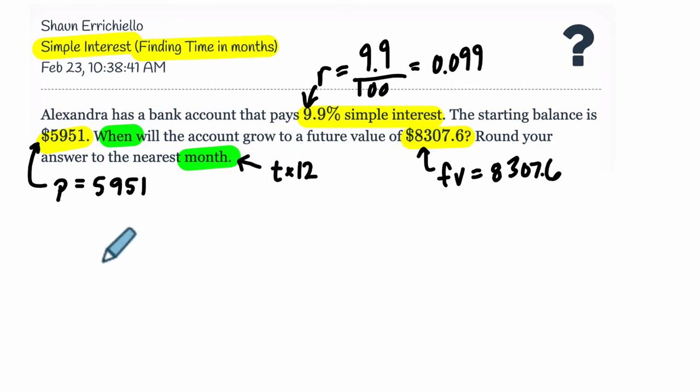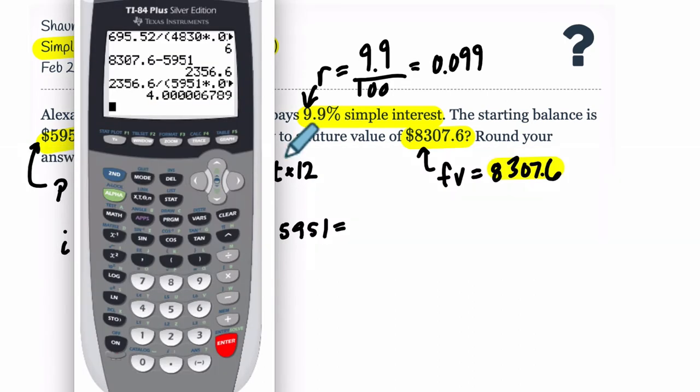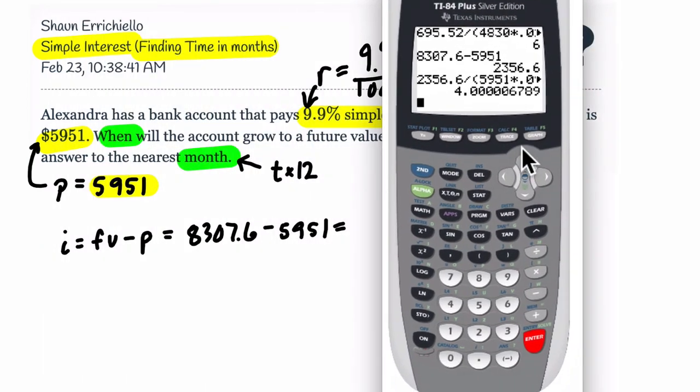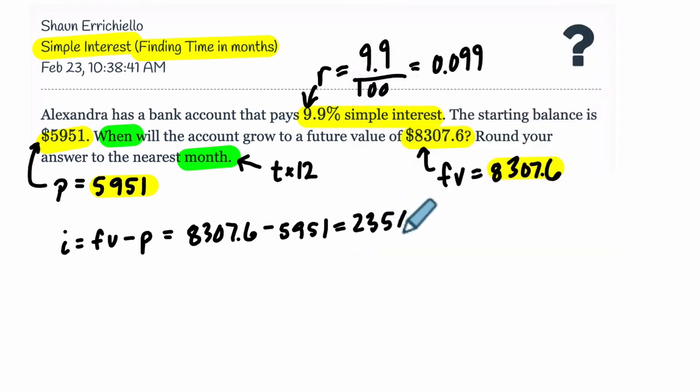Now, to solve this problem, we have to find out how much interest we're actually accumulating. That's the interest. So we want to do our future value minus our principal. We want to find that difference between 8307.6 minus 5951. Let's see what that is. Get our calculator out. Okay, let me just start over. 8307.6 minus 5951, 2356.6. So 2356.6, that is our interest. This is our I value.